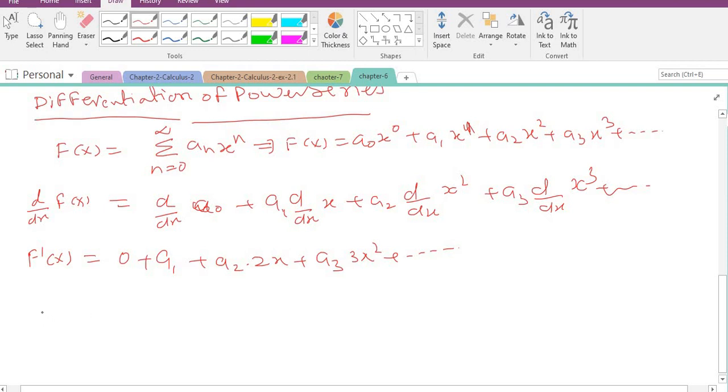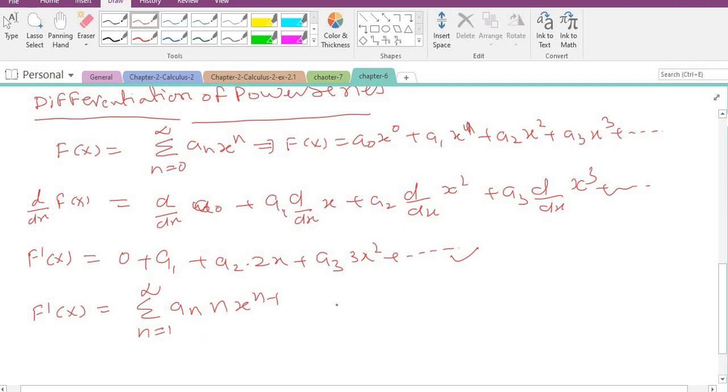So we can say directly that the differentiation of the power series is summation from n equal to 1 to infinity of a_n into n into x to the power n minus 1. If you want to check, if you put n equal to 1, this is a_1 into 1 x to the power 0. For n equal to 2, 2a_2 x comes. So we can write this in summation form like this.